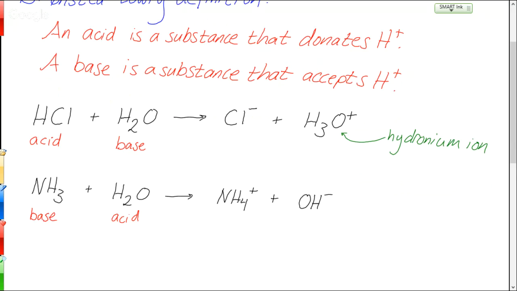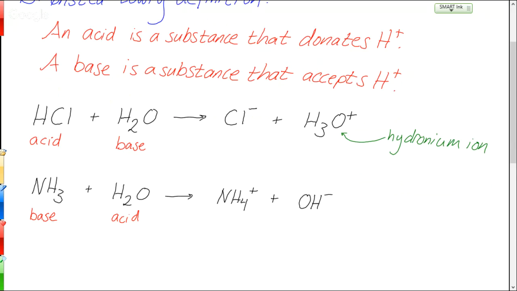So look at those two reactions. Water is a reactant in both reactions, but in one it's an acid, and in the other one it's a base. So that's what we mean by those labels, acid and base, mean a role that something is playing in a reaction, not an identity of the molecule itself.